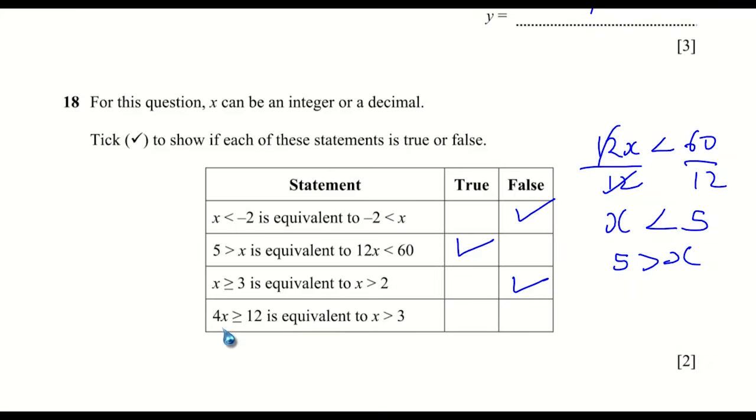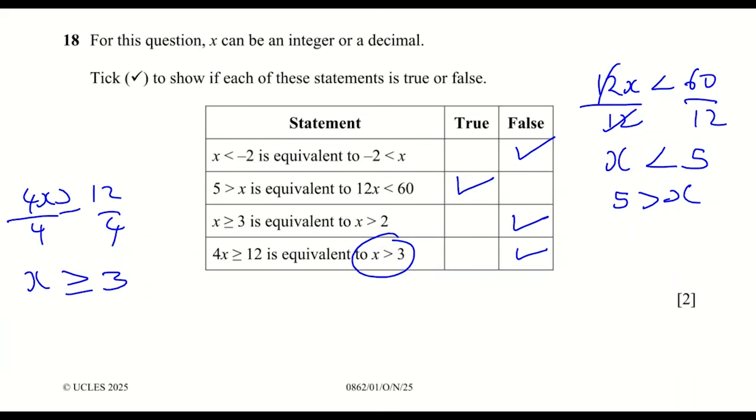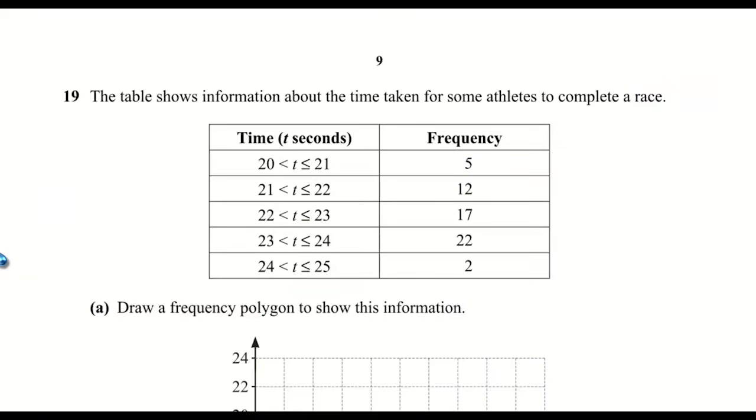x greater than 3 is equivalent to x greater than 2. False. 4x greater than or equal to 12 is equivalent to this. Because of the equality sign here, they can never be the same. But furthermore, you can still solve this. This will give you 4x greater than or equal to 12. Let's divide both sides by 4. You have x is greater than or equal to 3. You can see there is no equality sign here, so they are not the same. This is pretty easy, so you don't have to waste your time if you can really check the equality sign there.